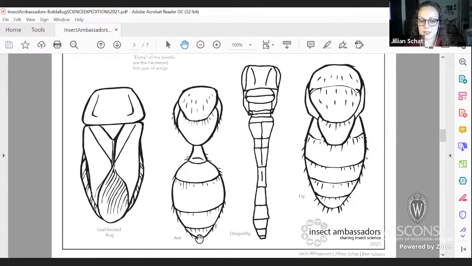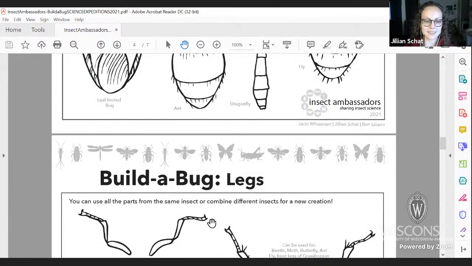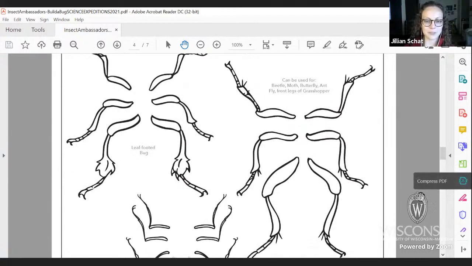Ants, one of the ways you can tell ants, bees, and wasps apart from other insects is they have this kind of narrow waist between their thorax and their abdomen, and that's pretty unique to this group. So if you're trying to tell apart maybe a fly that's pretending to be a wasp so that it pretends to be dangerous, that's one of the things that you can use to distinguish that. Here we have different kinds of legs.